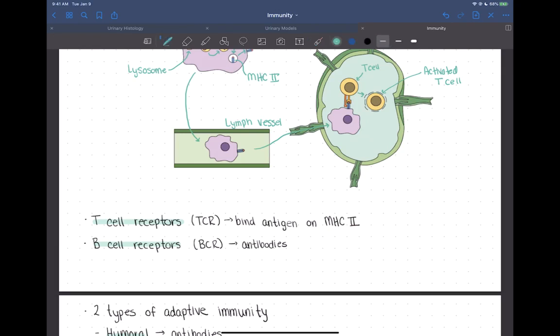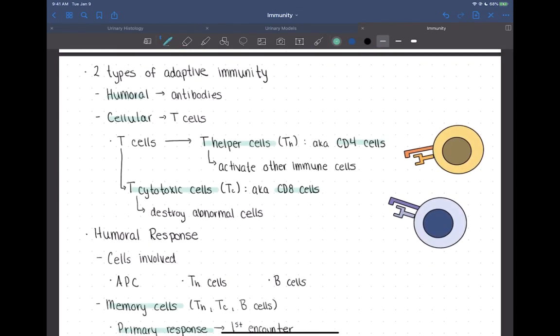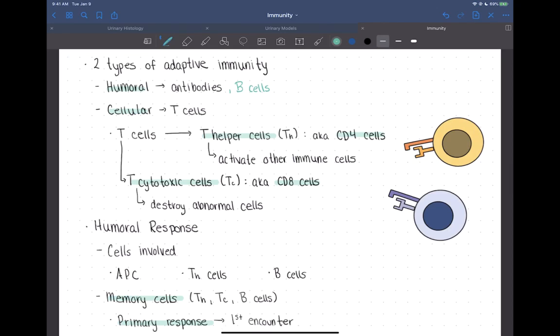Okay, now let's talk about our types of adaptive immunity. There are two types of adaptive immunity. There's humoral, which functions through antibodies, and those are going to be made by B cells, so that system involves B cells. And then we have cellular immunity, which is going to involve a form of T cells. There are actually two different types of T cells, so let's go ahead and talk about what those two are.